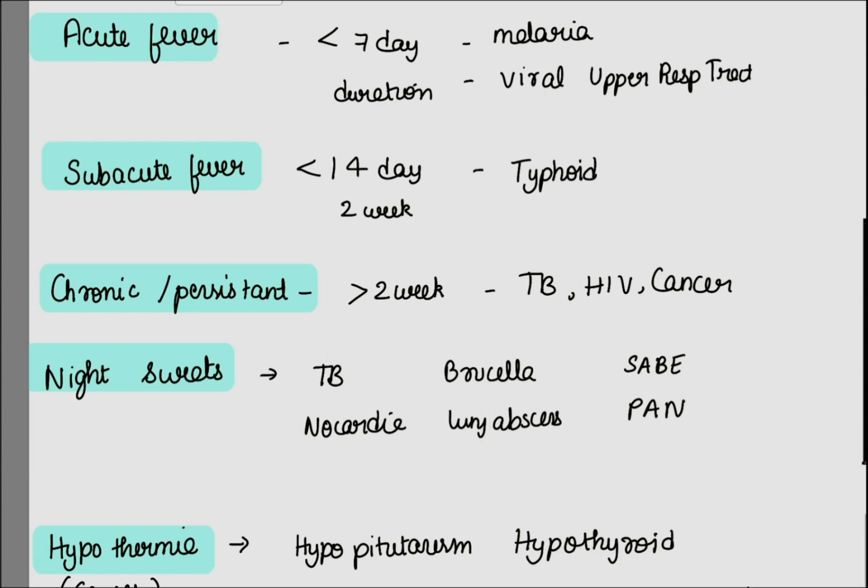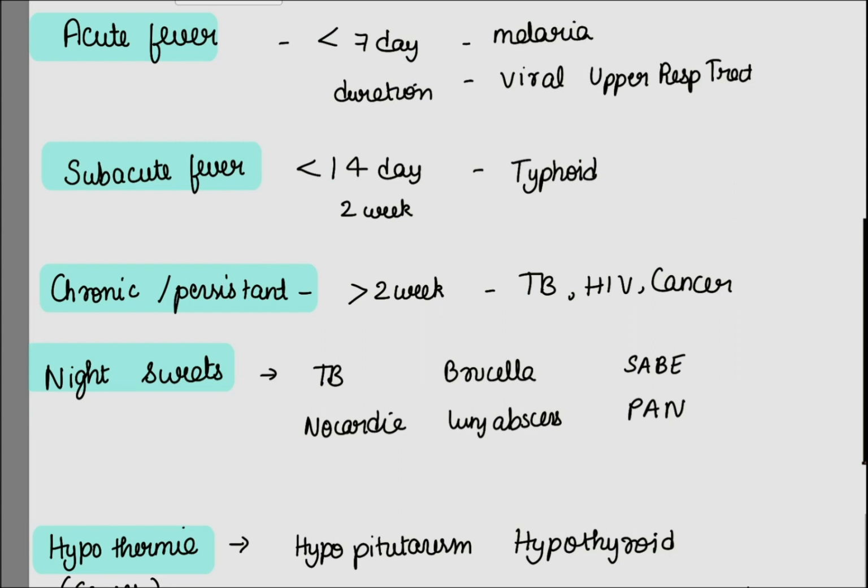It is usually seen in malaria, viral upper respiratory tract infection. Subacute fever is less than 2 weeks, seen in typhoid. Chronic or persistent fever is more than 2 weeks. As you can think, the first diseases which come to your mind are HIV, TB, and cancer. Then we look at the night sweats.